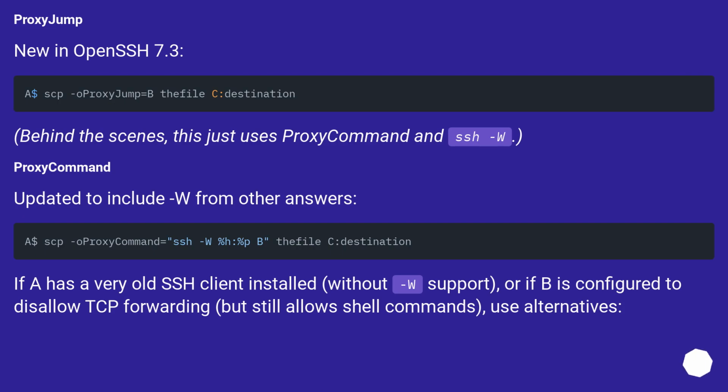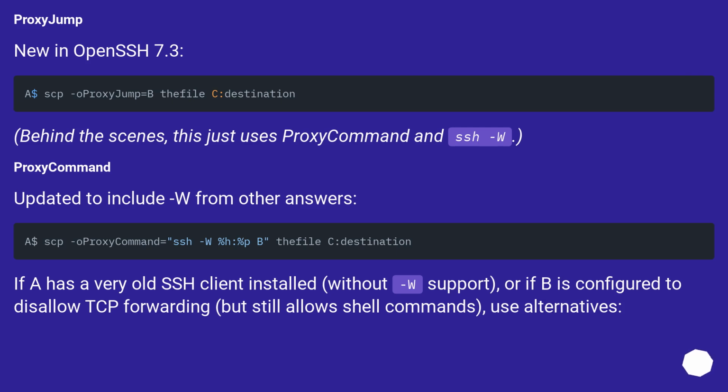ProxyJump. New in OpenSSH 7.3. Behind the scenes, this just uses ProxyCommand and ssh -W. ProxyCommand. Updated to include -W from other answers.